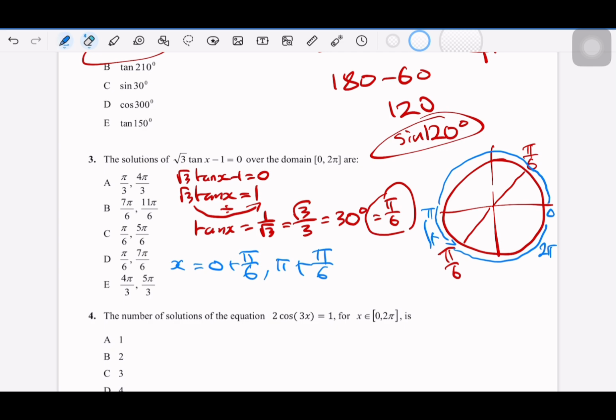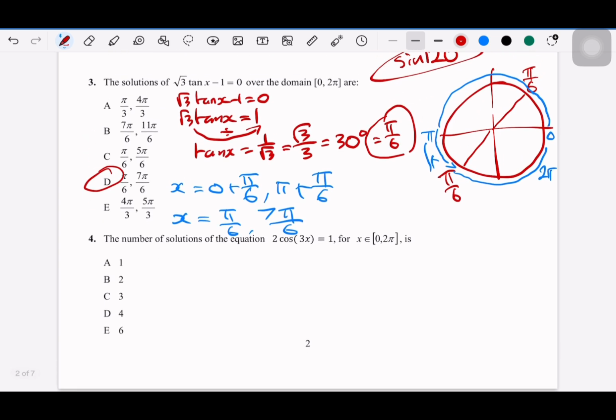Okay, so now you simply simplify it. x equals 0 plus pi on 6 is just pi on 6. Pi plus pi on 6 is 7 pi over 6. And here are your answers. Pi on 6 and 7 pi over 6. It's going to be D.